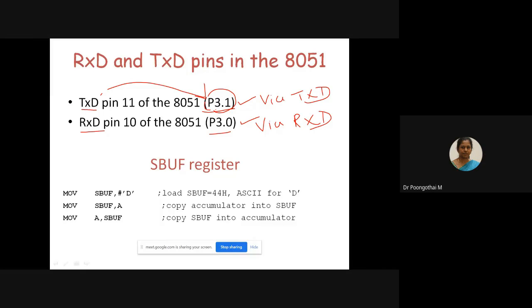SBUF is an 8-bit register. It can be accessed like any other register, that is a general purpose register like your accumulator and B register. For example, MOV SBUF, #'D'. This is the character to be transmitted. This character is placed in the SBUF register. The size of this SBUF is an 8-bit register.